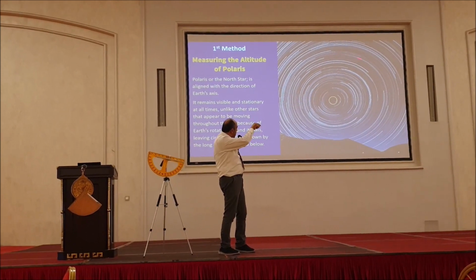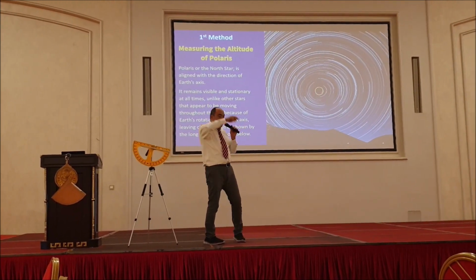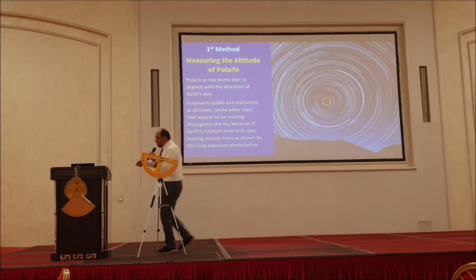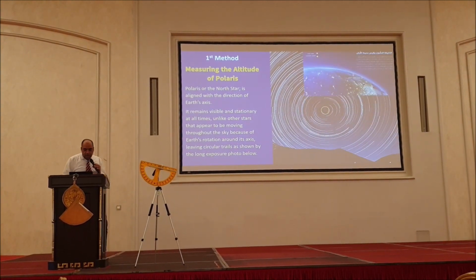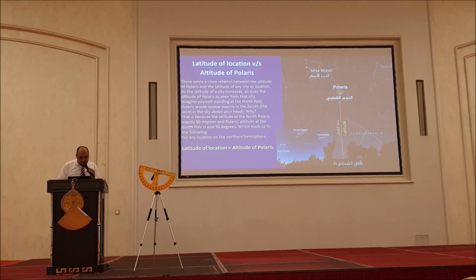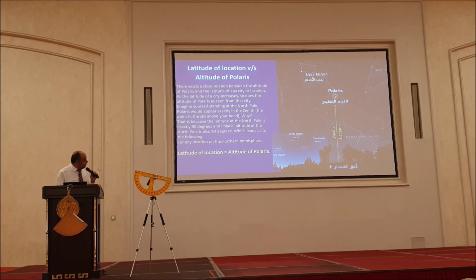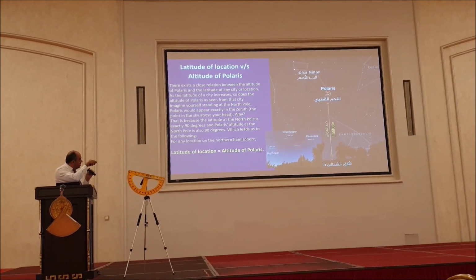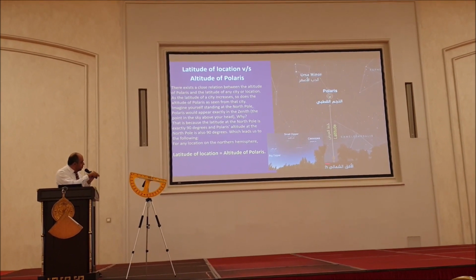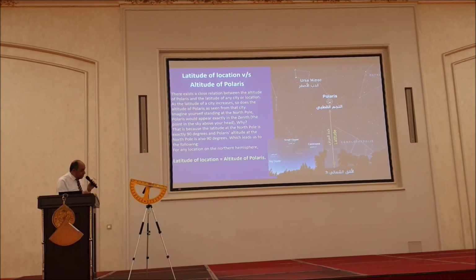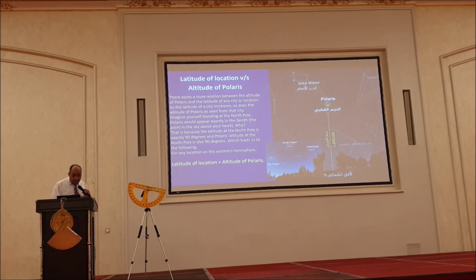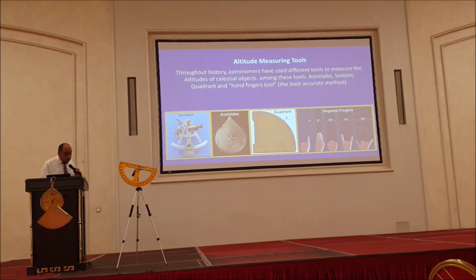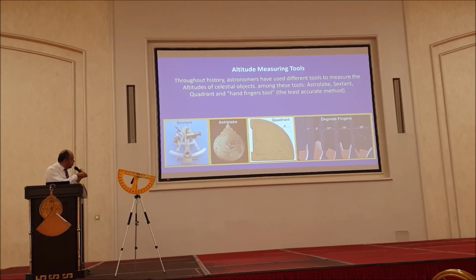Because of the rotation of Earth, we see the stars making trails. And this is a very famous photo. I believe that all of you know about it. Okay? So again, the latitude is the difference between the horizon and Polaris, almost. We are going to use, as I told you, the quadrant.